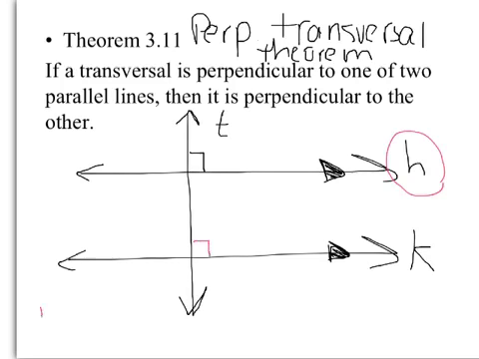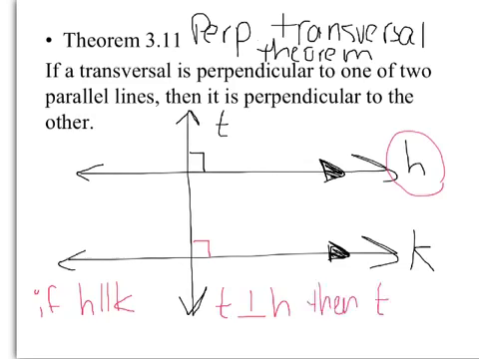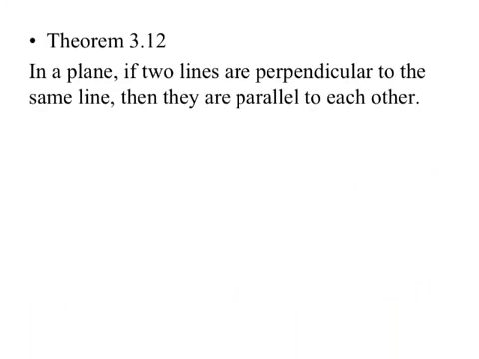Okay, so if H is parallel to K and T is perpendicular to H, then T is perpendicular to K. Right? Theorem 3.12. This one has a name too.